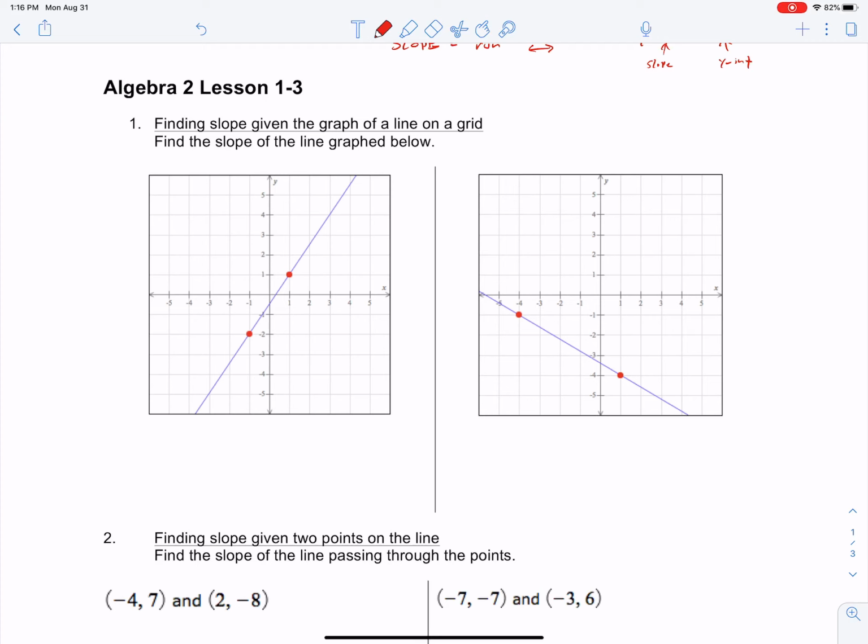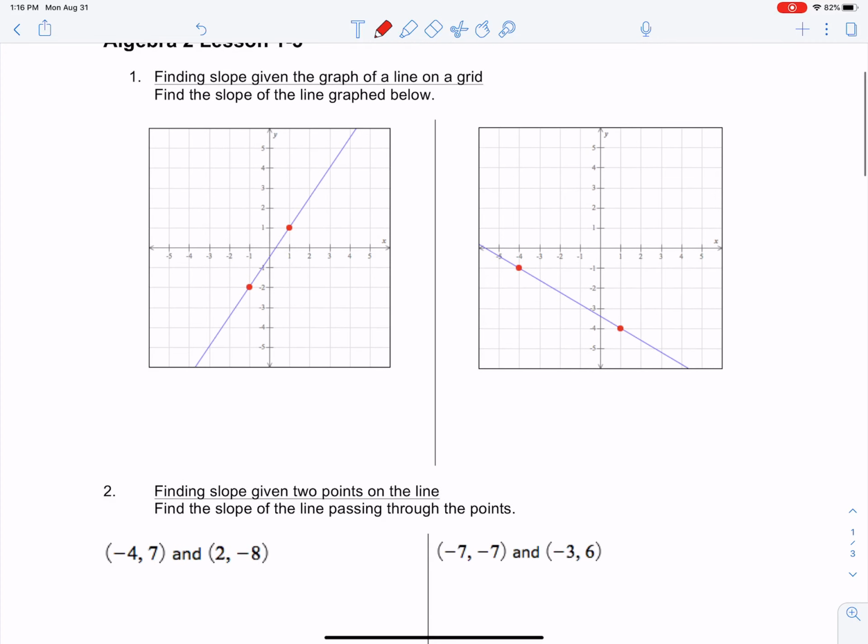Number one, finding slope given the graph of a line on a grid. So here we have our x-axis, here we have our y, and we need to find the slope of the line graph below. So again, slope equals rise over run. So m is my slope. m equals, let's do our rise. We're going up 1, 2, 3. That's my rise. And then over 1, 2.